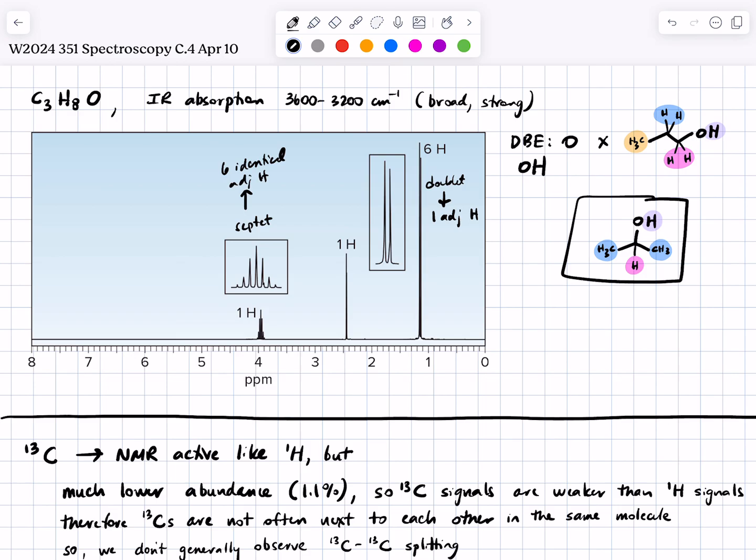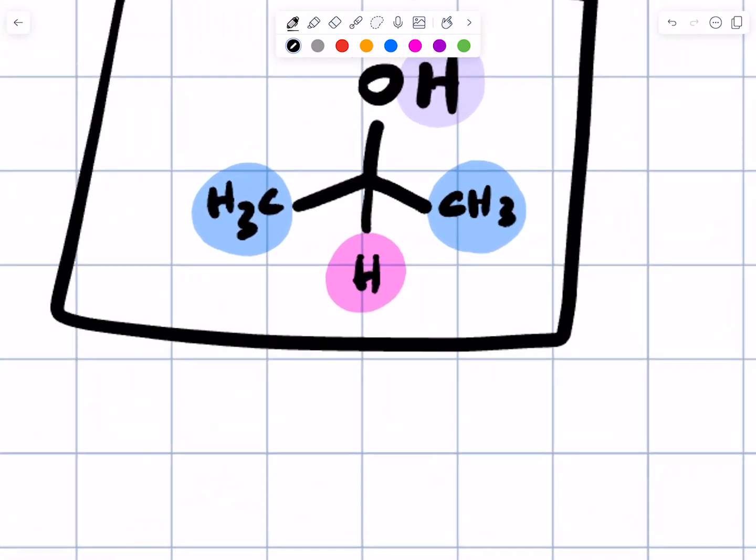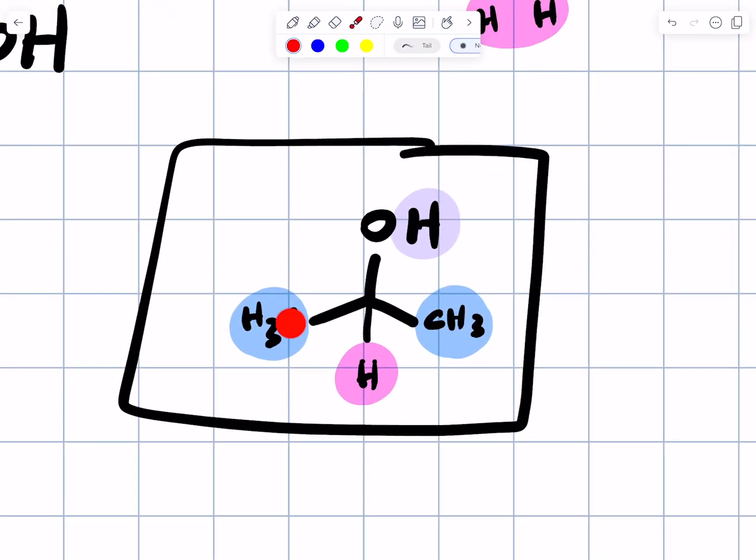What I'm saying is that in a sample of an organic molecule, probability tells us that we're going to have C13 at pretty much every one of the carbons in a molecule, just not all in the same molecule. So for our isopropanol, for example, one molecule would have a C13 here, and another molecule would have a C13 there, and another molecule would have a C13 there. And so on average, if we take an organic molecule and try to take an NMR spectrum and look for carbon, we will see it.